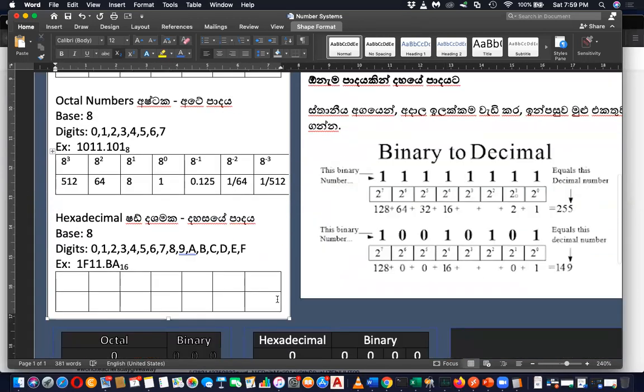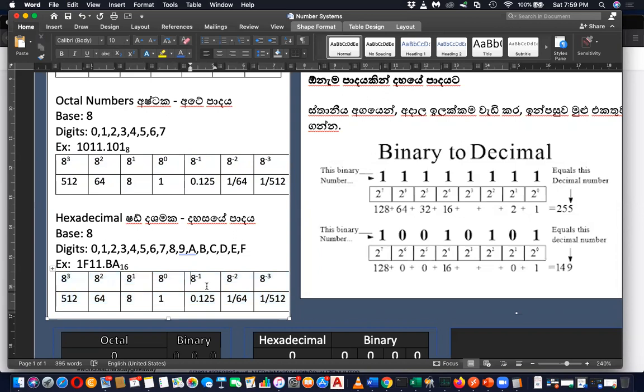Right, this is the octal number system, and now the hexadecimal number system. Let me write the same thing and paste it here. Here it starts from 16 to the power zero, not minus one. Why? Because the fourth position is the zeroth position. Then 16 to the 1, 16 to the 2, 16 to the 3. That is enough. You don't have 16 to the 4.